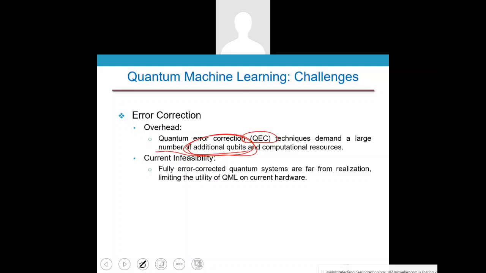It also expects extra computational resources automatically, because the number of bits is increased. The infeasibility is that fully error-corrected quantum systems are far from realization, limiting the utility of quantum machine learning on current hardware.